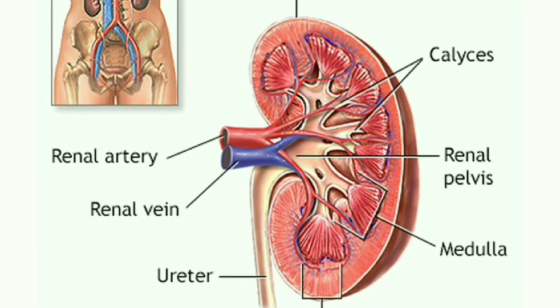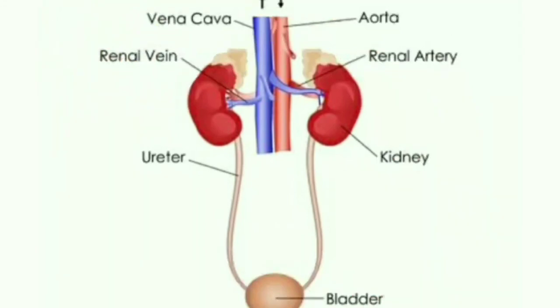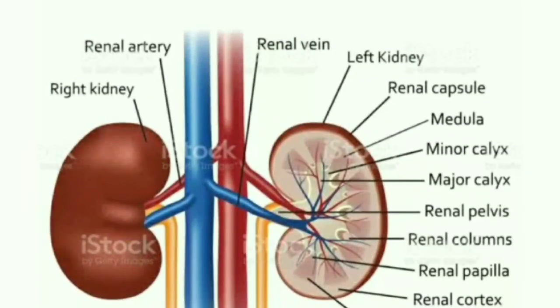Each of your kidneys contains about 1 million filtering units. When blood enters your kidneys, these filters work to remove waste products. We should drink at least 6-8 glasses of water or other liquids in a day to keep our kidneys healthy.